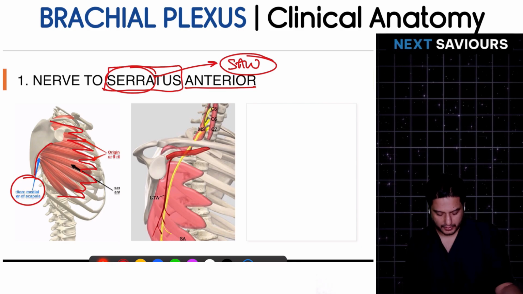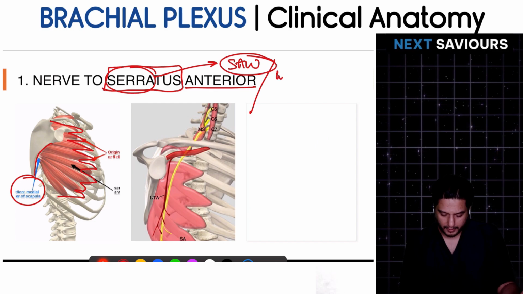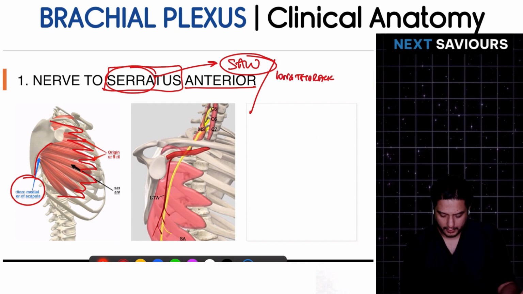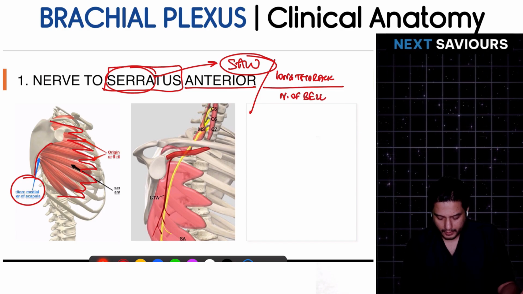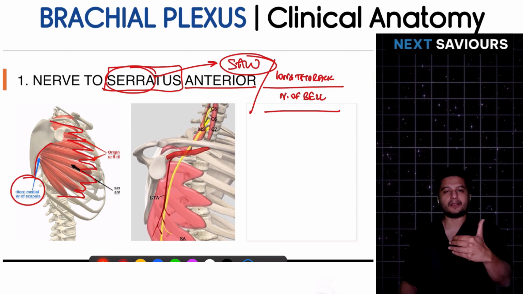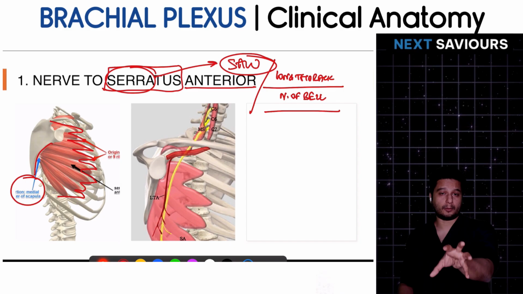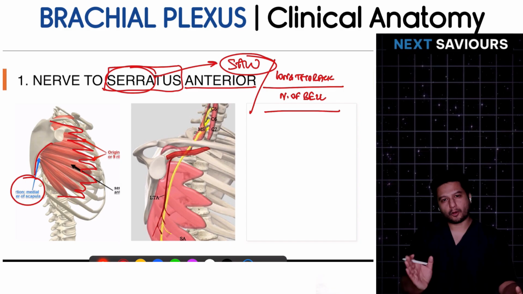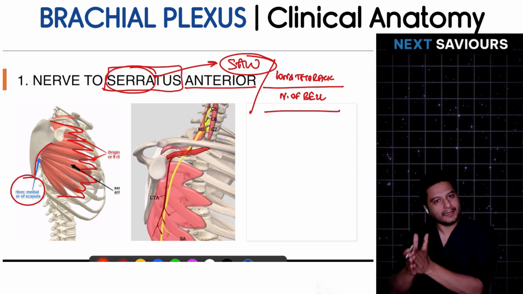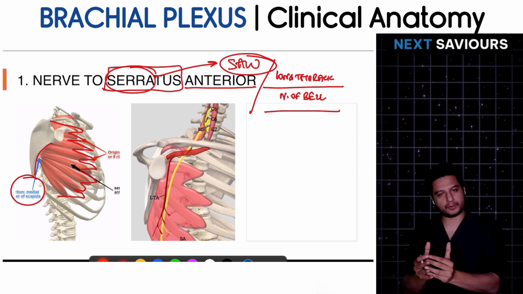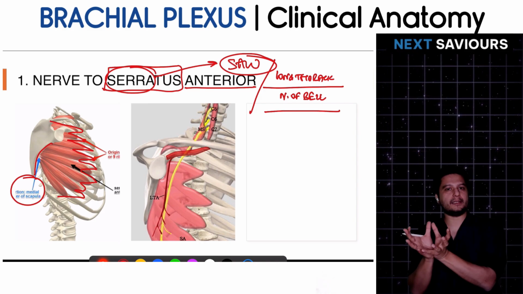The other name which is given to the nerve to serratus anterior is the long thoracic nerve of Bell. As all of you are aware, it is also known by the name of long thoracic nerve of Bell. Why so? Because it is the longest nerve in the thoracic region. That is point number one. That is why it is called long thoracic. Why is it called the nerve of Bell? Because Charles Bell identified that if there is an injury to this long thoracic nerve of Bell, it will result in winging of the scapula.